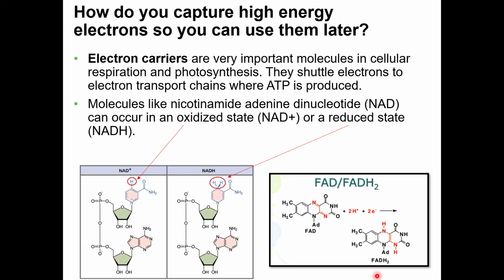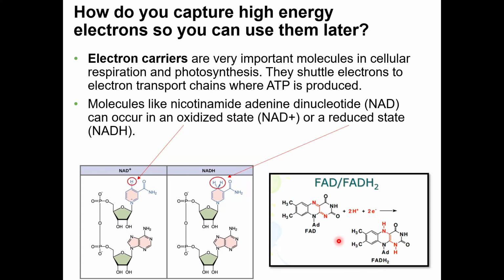One of the other questions we think of is how do you actually capture the amount of high energy electrons so that you can use them later on in the processes that need to happen. The first thing is the idea of electron carriers. These are very important molecules that are involved in cellular respiration and photosynthesis. They shuttle the electrons to the transport chains where the ATP is produced.